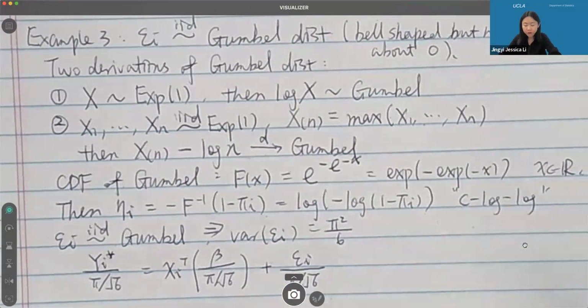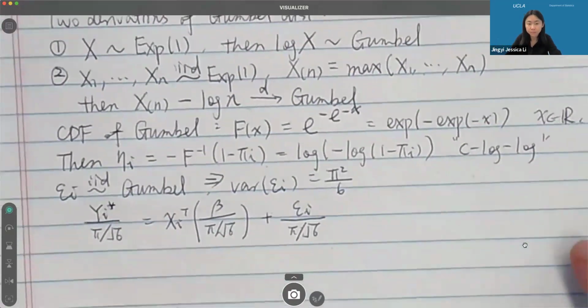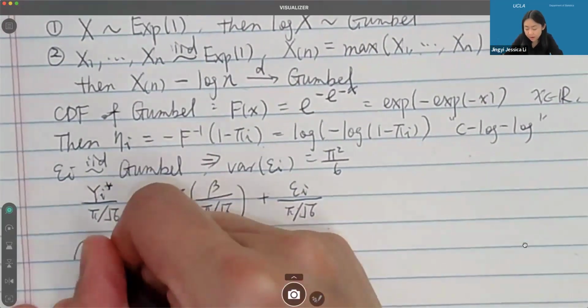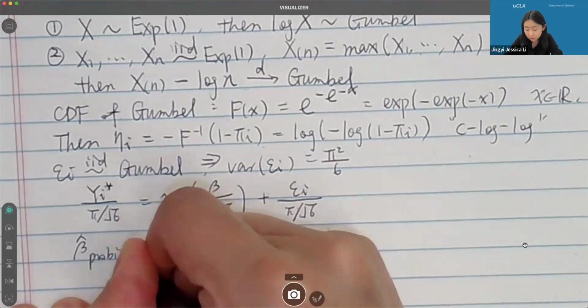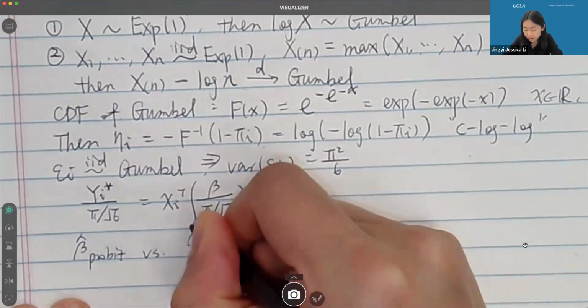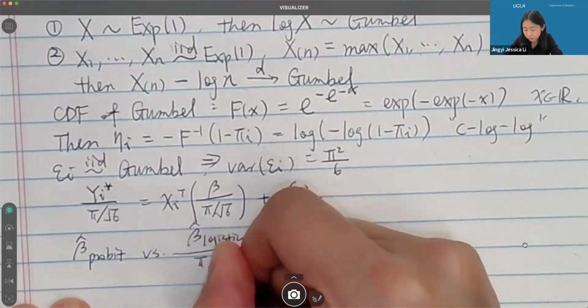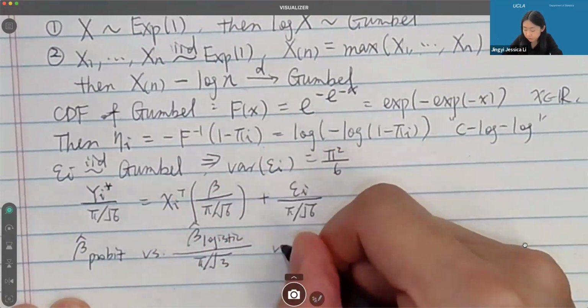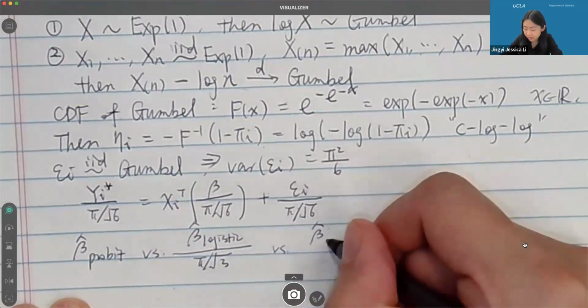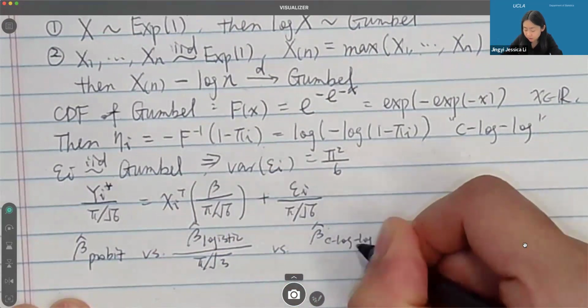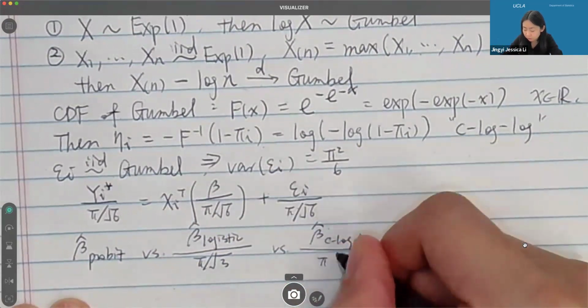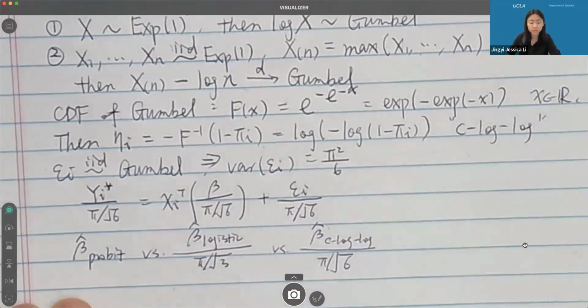Just to wrap up, if you want to compare the coefficients, it will be beta hat probit versus beta hat logistic over pi over root 3, versus beta hat cloglog, I should say, the link function name, over pi over root 6.